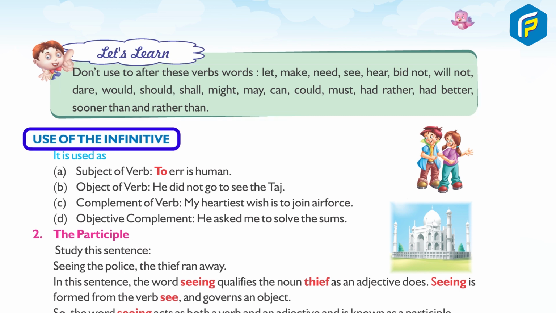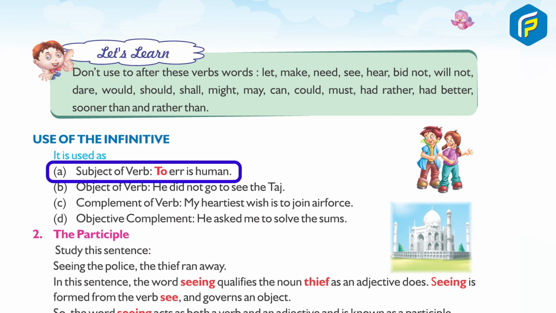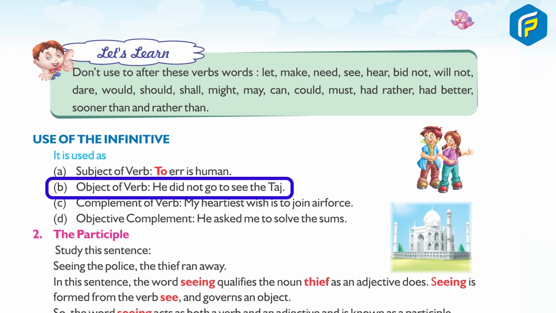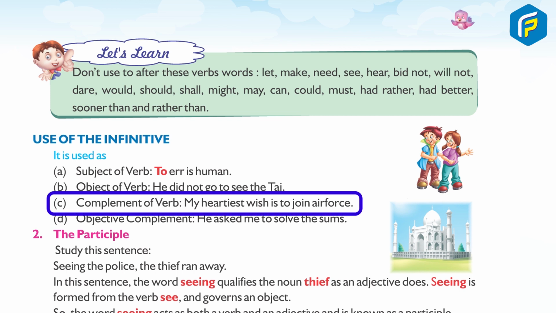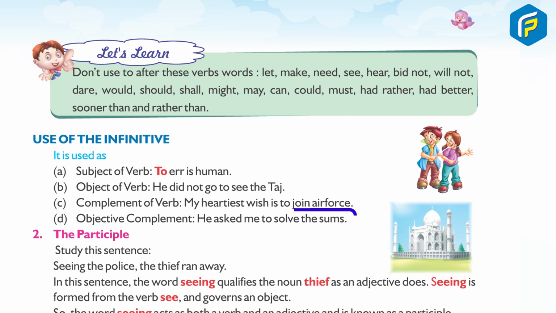Use of the infinitive: A. It is used as the subject of the verb. To err is human. B. Object of verb: He did not go to see the Taj. C. Complement of verb: My heartiest wish is to join the Air Force. D.